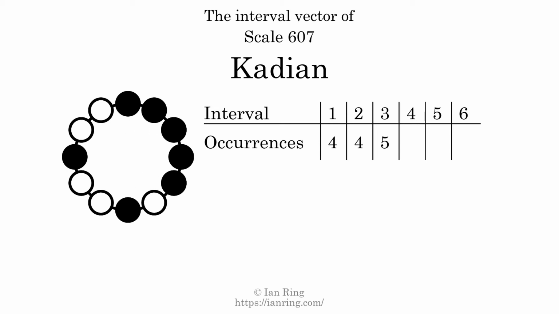There are 5 intervals with a size of 3 semitones. They are here, here, here, here, and here. There are 3 intervals with a size of 4 semitones. They are here, here, and here.